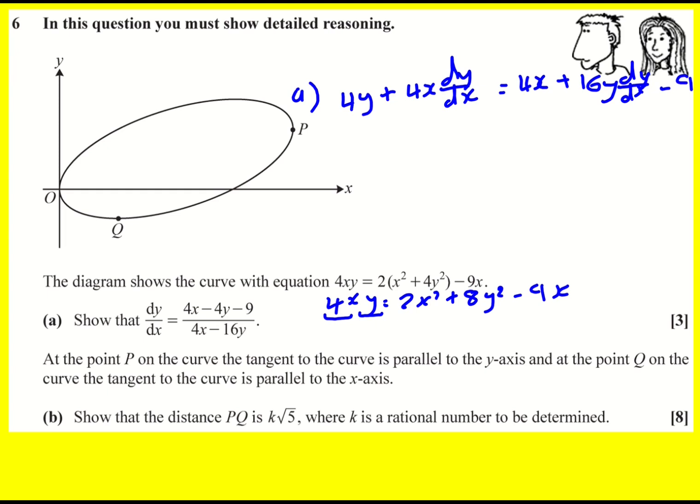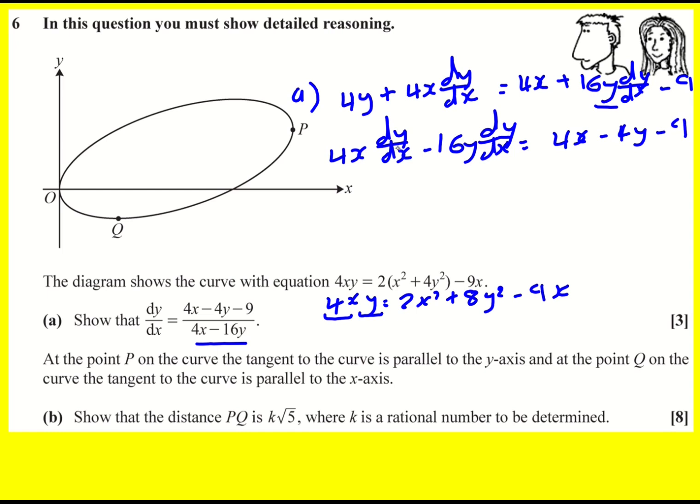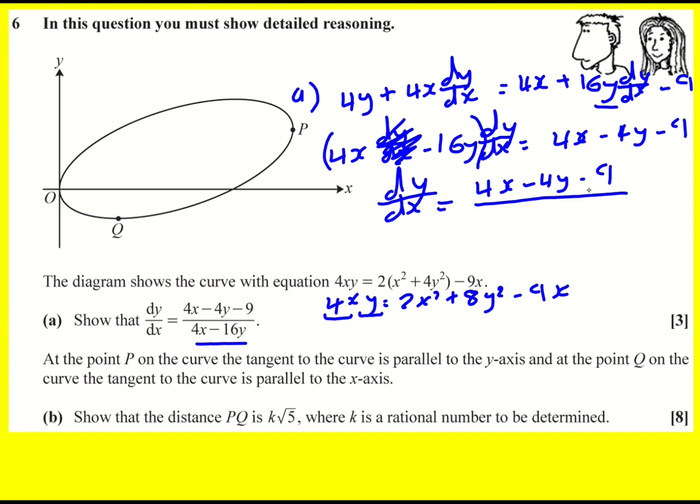Right, now to rearrange. I can see in my final answer it's 4x minus 16y, so I'm going to minus the 16y dy by dx from both sides. So 4x dy by dx minus 16y dy by dx is going to equal 4x minus 4y minus 9. I can factorize out dy by dx here, so just get rid of that and make a bracket. And therefore dy by dx is 4x minus 4y minus 9 all over 4x minus 16y.